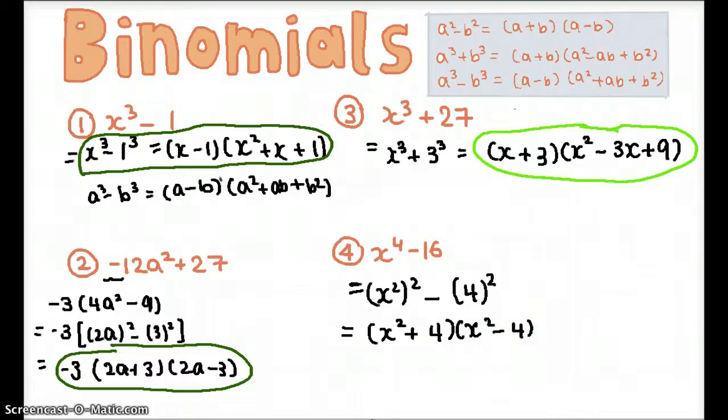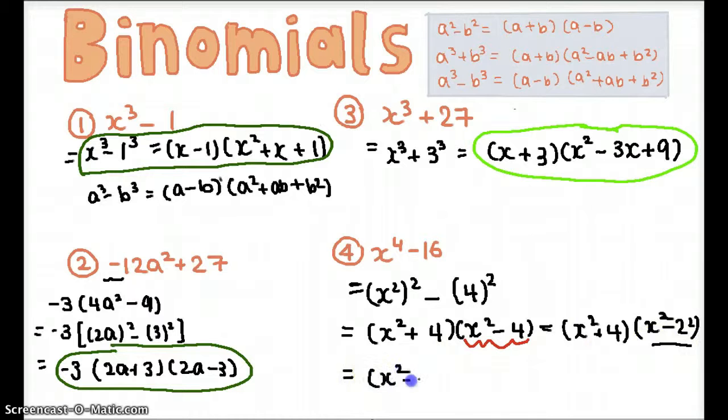But we can't stop right here because we can see that this part can also be factored. We're using this a squared minus b squared because this equals x squared plus 4. That remains the same and we can't factor that, but we can go x squared minus 2 squared. And that follows the a squared minus b squared form, so we're going to plug that, only this part, back into the equation, and we get x squared plus 4, x plus 2, x minus 2. So that would be the full factored form.